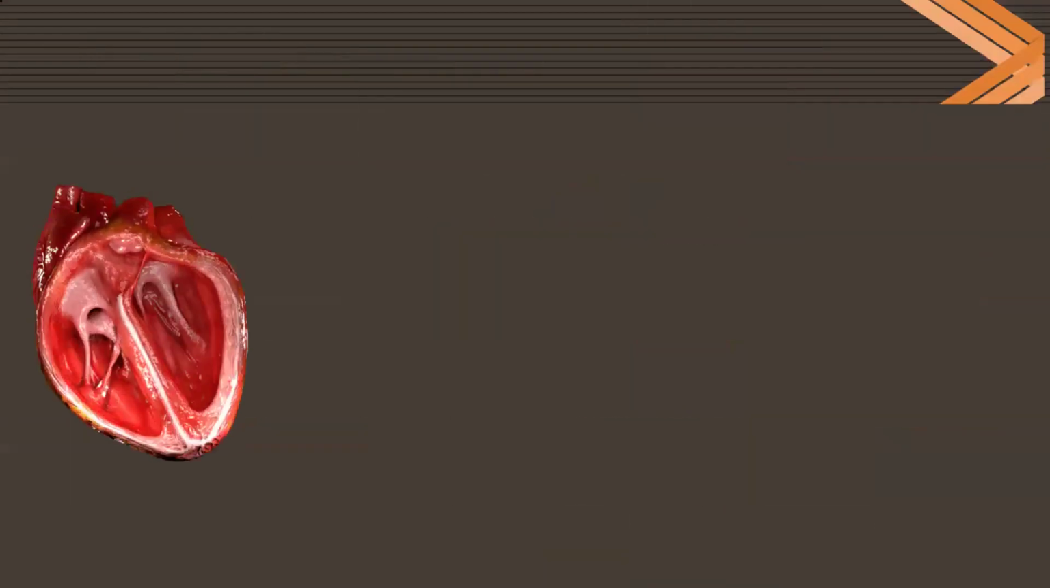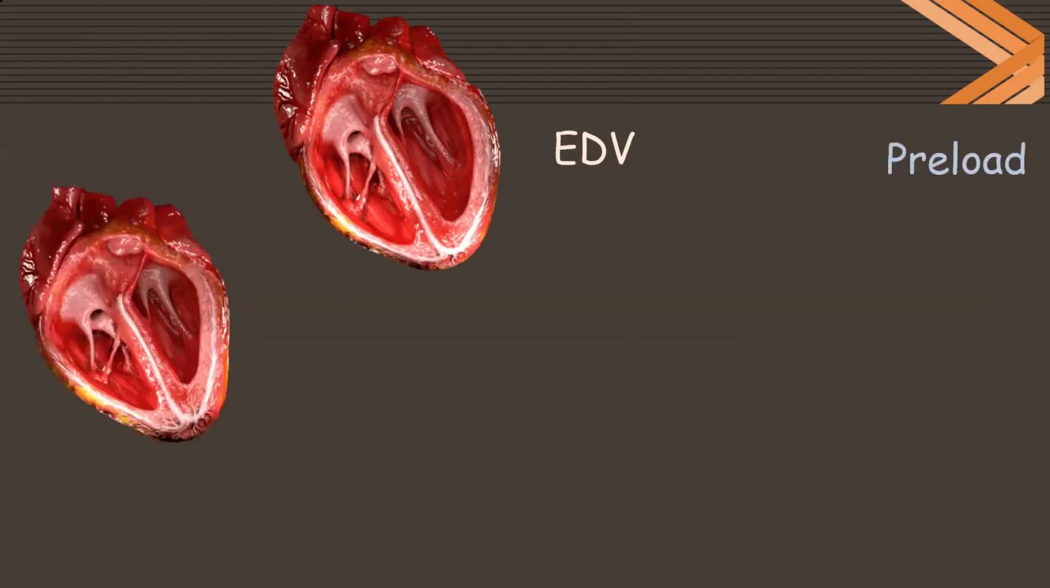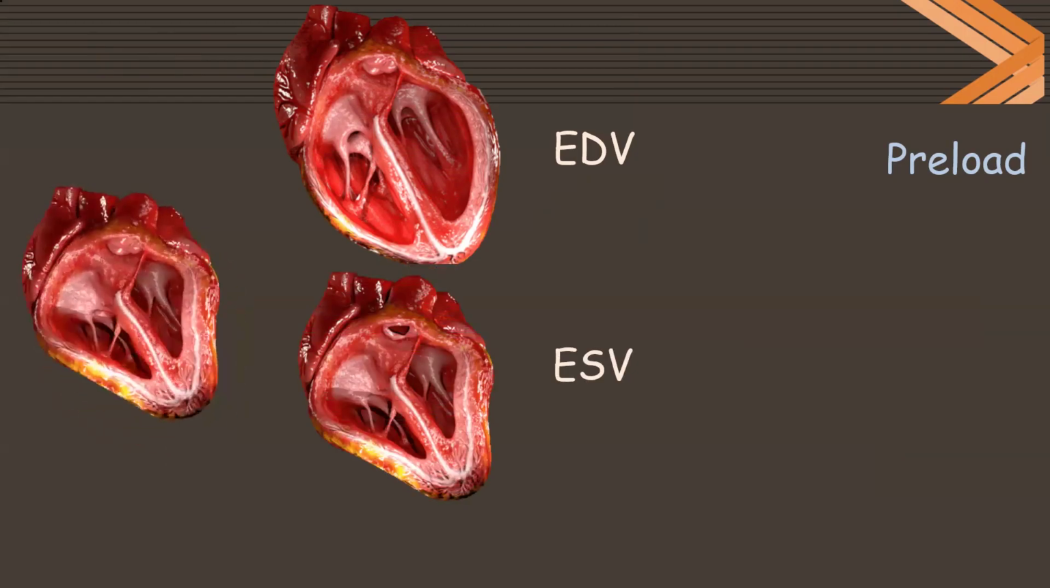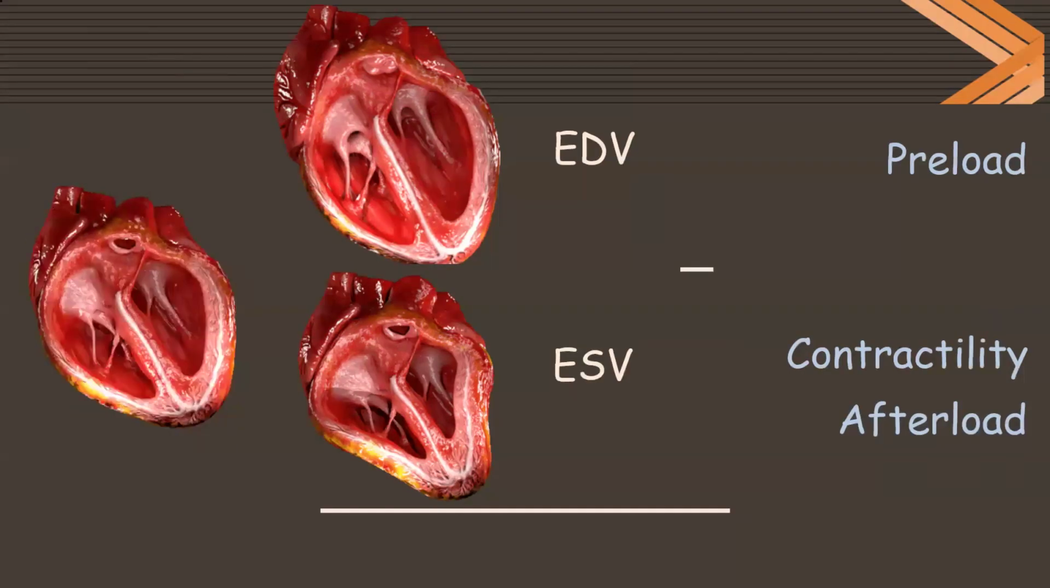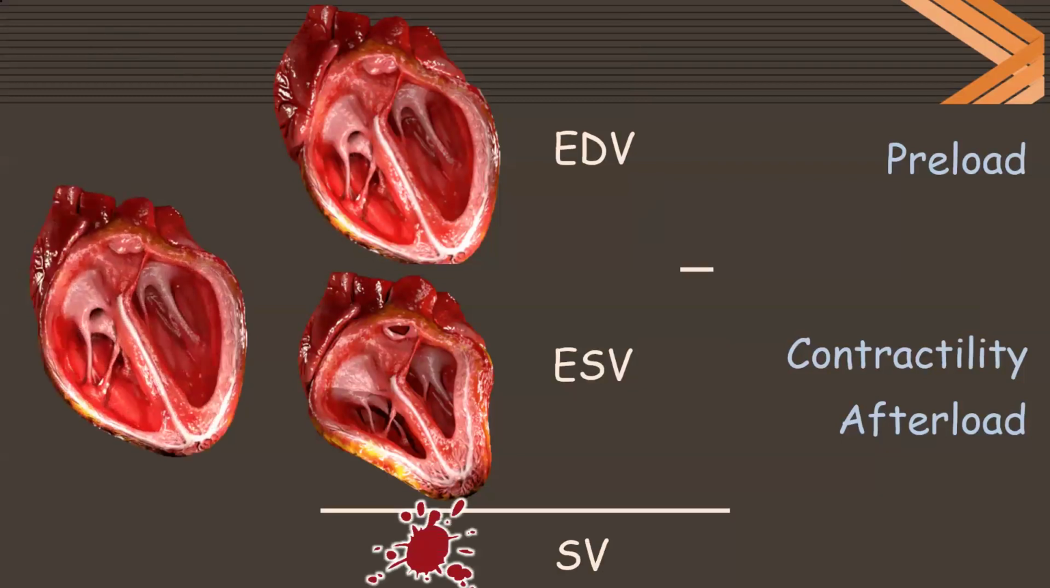This is a contracting heart, and if I freeze the largest size of this heart, I will reach the end diastolic volume. And if I freeze the smallest size of this heart, it will give us the end systolic volume. End diastolic volume resembles preload of the heart, while end systolic volume resembles the interaction between contractility and afterload. If I subtract end diastolic volume minus end systolic volume, it will give me the stroke volume.